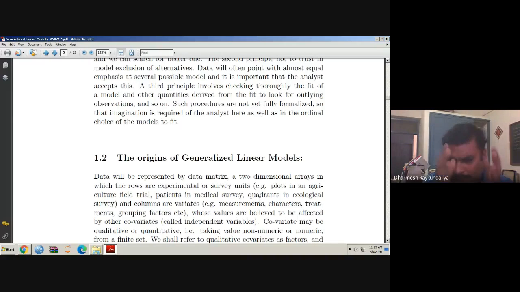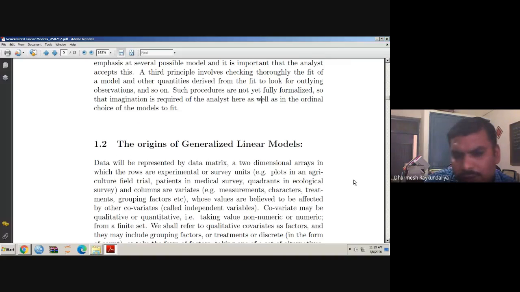So something like that. You can have such information: the area, your cases, birds, type of birds, time of arrival of the birds. So these are said to be a column. And the columns are the variables, for example, measurements, characters, treatments, grouping factors. So these are all said to be a column, whose values are believed to be affected by the other covariates, or they are affected by the independent variables.